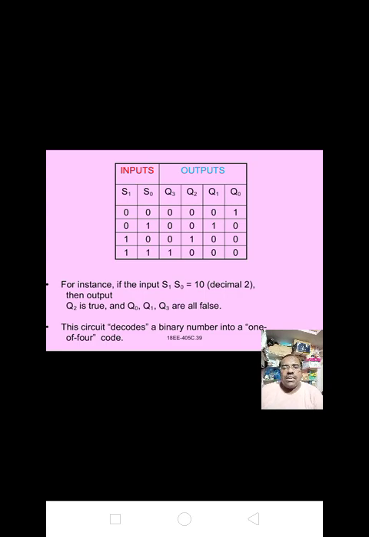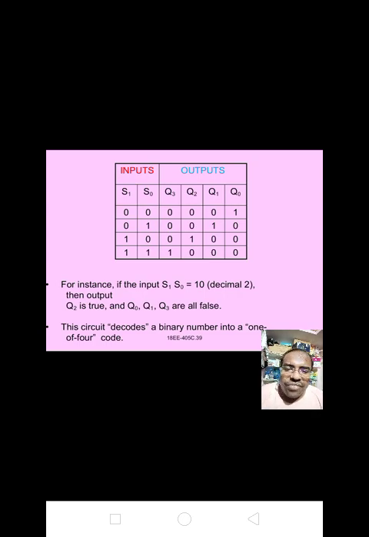For instance, if the input S1, S0 equal to 1, 0, then the output Q2 is true and Q0, Q1, Q3 are false. For instance, if the input S1, S0 equal to 0, 0, decimal 0, then output Q0 is true and Q1, Q2, Q3 are false.